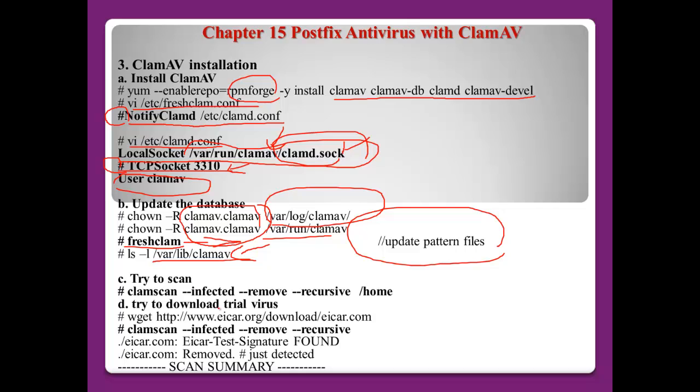And three, try to scan. If we are successful in installing ClamAV, then we can test using this command, clamscan, for example with the remove and recursive options, like on a home directory. For the testing, please download this one, eicar.com. This is a testing file that includes some virus. So here, clamscan, then this one will detect this file.